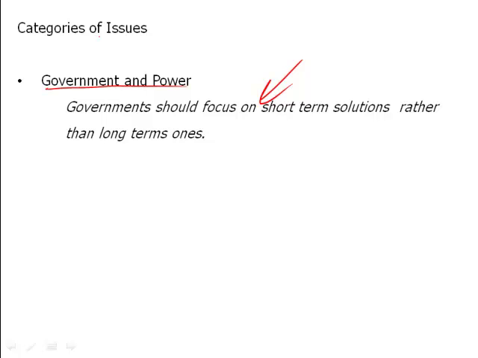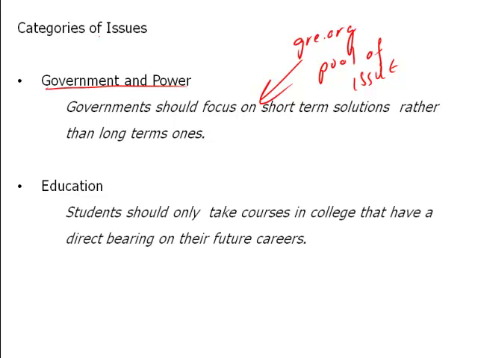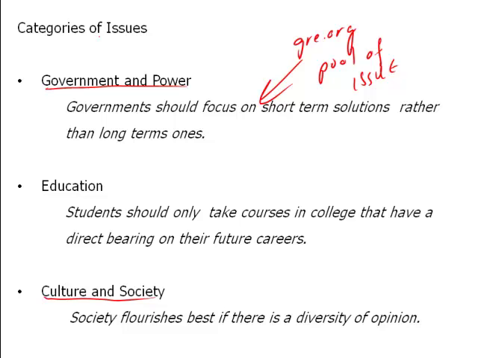To really see this, you can go to gre.org, and there they will have a pool of issue tasks. And again, one you'll see is government and power. Another one you'll see is education. For instance, they could ask something like, students should only take courses in college that have a direct bearing on their future careers. Okay, fair enough. And something like culture and society. This one's very broad. Lots of stuff fits underneath here. Here, one possible example, society flourishes best if there is a diversity of opinion.